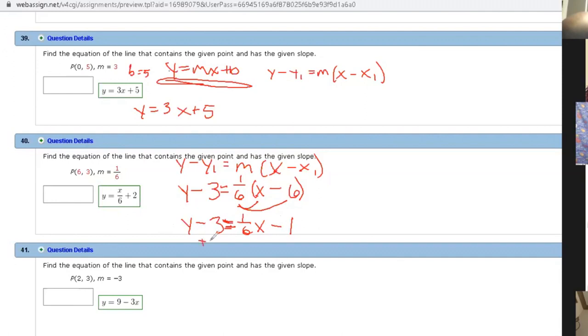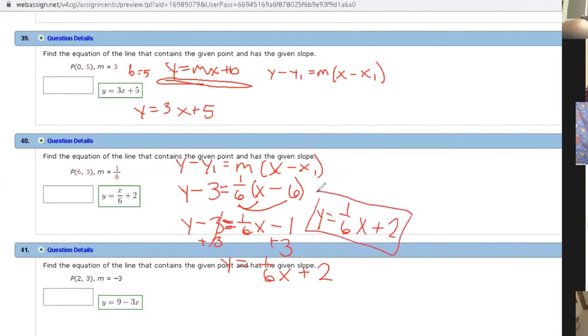So now we have to add 3 to both sides. And we have y equals 1 over 6x plus 2. All right. Let me rewrite it over here. So this is the equation.